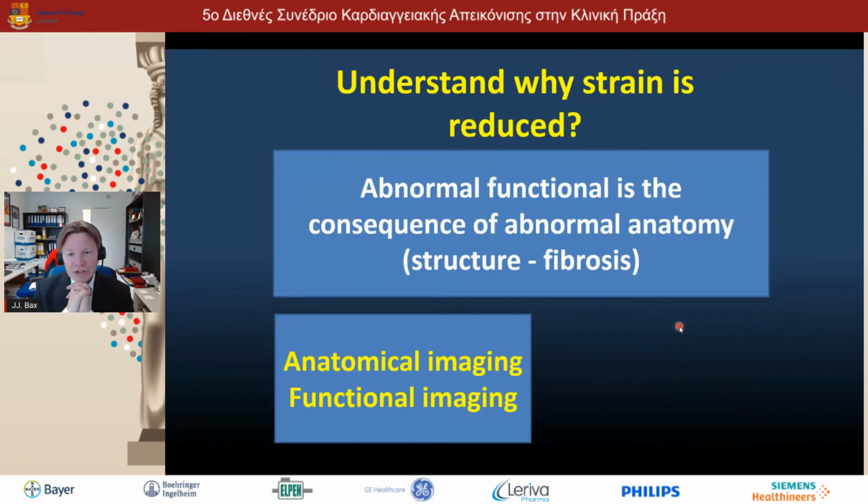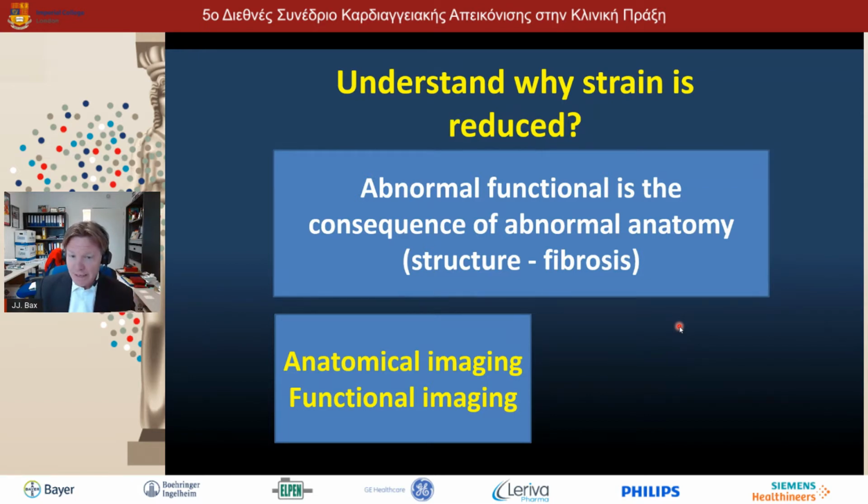So if we want to understand why strain is reduced, we should think like this. Abnormal function is a consequence of abnormal anatomy. And what is the abnormal anatomy? That's the structure. Normally there are myocytes, and in this case, fibrosis or other depositions in some diseases are taking over from the myocytes. Fewer myocytes, filled up with fibrosis, resulting in a stiff heart that cannot relax.